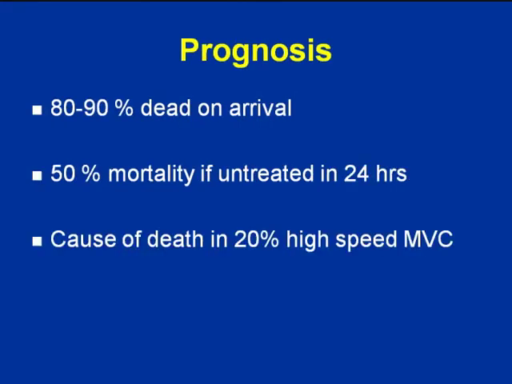This is the real problem. This injury has a horrible prognosis. Up to 90% of the patients who suffer from traumatic aortic injury die before receiving medical attention. And of those small percentage of patients that do make it to the hospital, if they are untreated within the first 24 hours, half of them will die. Traumatic aortic injury is the cause of death in 20% of high-speed motor vehicle crashes.